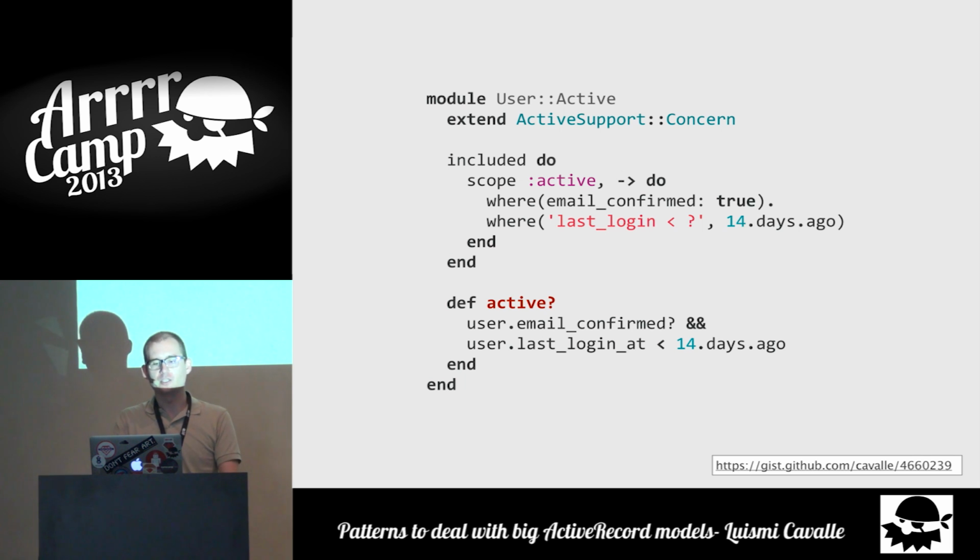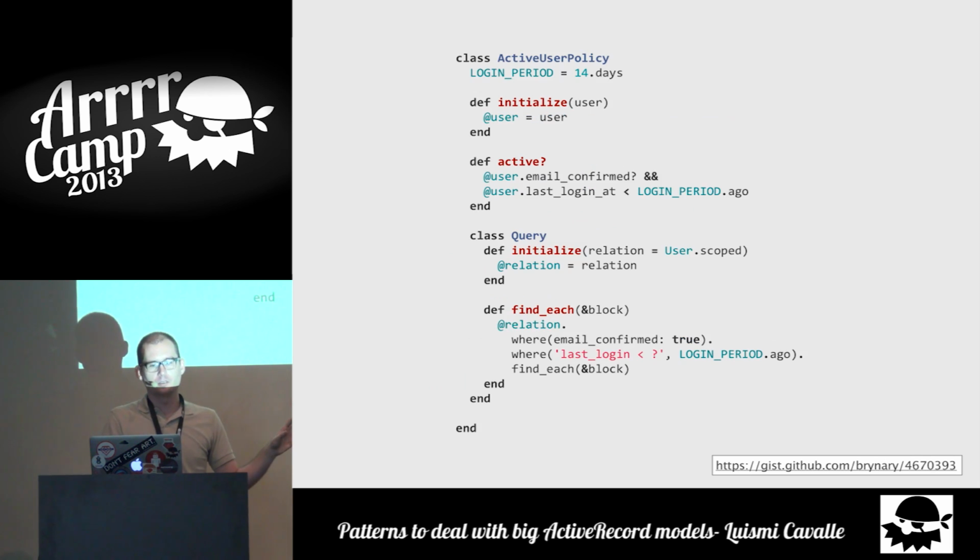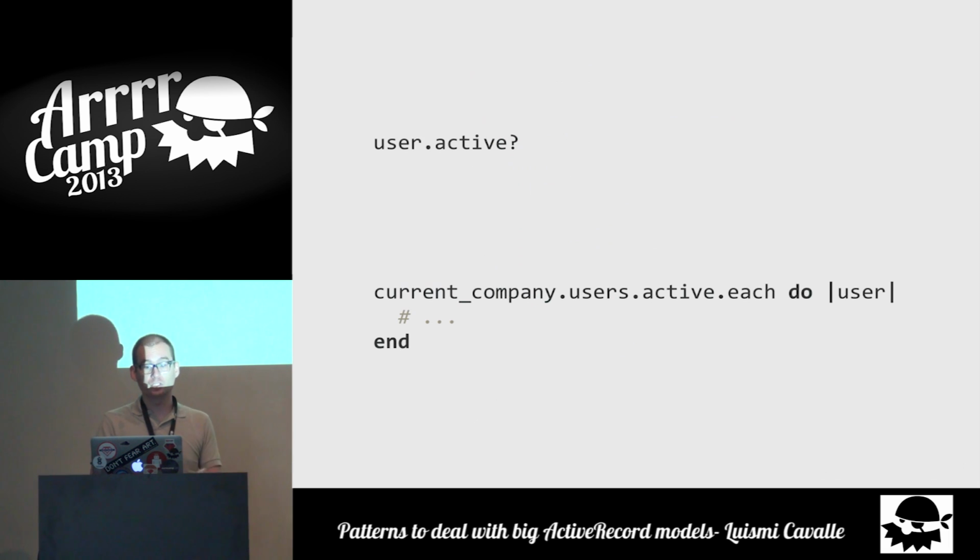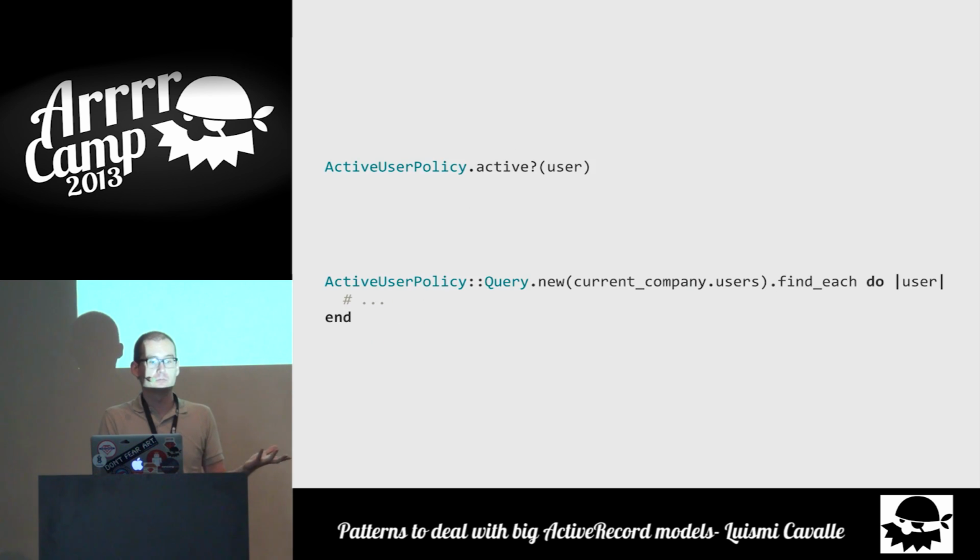We can compare the two implementations. Right? This is the object, and this is the concern. As we can see, the concern has less code, and we could say less irrelevant code than the object version. The difference is small, right? And as we've seen, this is not the only trade-off. But depending on what you value more, you might prefer one solution or the other. This is how we would use the solution based on concern, which is kind of more immediate: User.active, current_company.users.active.each. And again, the additional ceremony is visible.